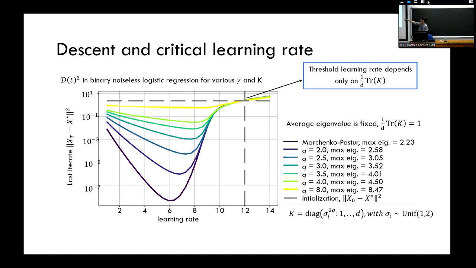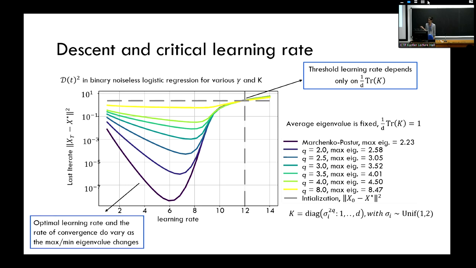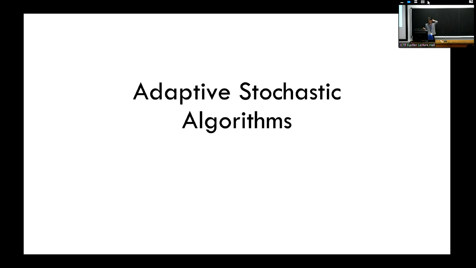But if you want to look at the convergence rate of each one of these lines, it does depend on the maximum and minimum eigenvalue. Okay, so up to here, any more questions?